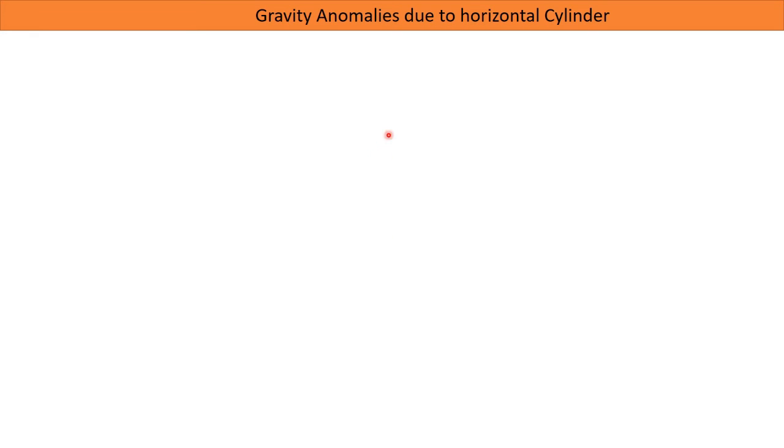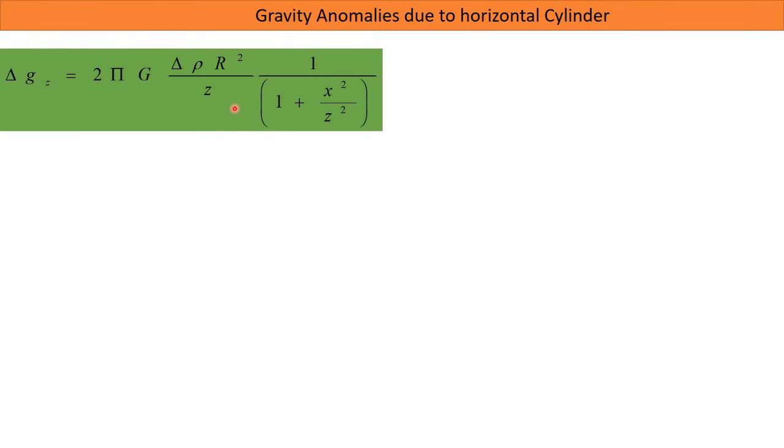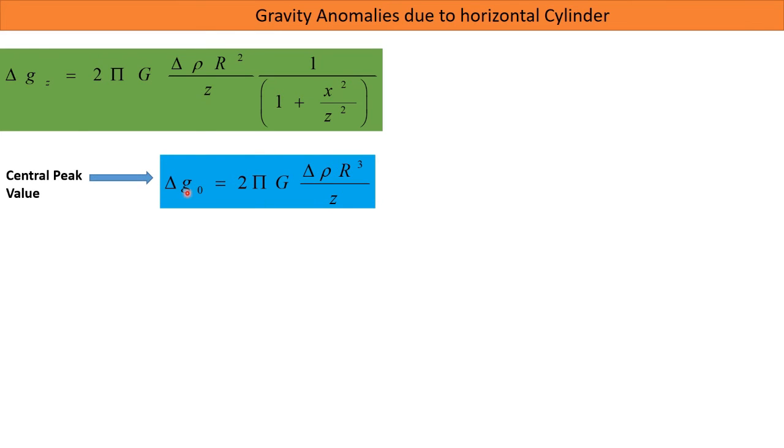Now we move to the horizontal cylinder. The derivation can be done by thinking of it as a single line element parallel to the axis and integrating over polar coordinates. But for the time being, I am giving only the amplitude of the anomaly, same as that of the sphere, only the central peak amplitude is different. With the term for the sphere, you can remember that there is a 3/2 power. Here there is no power. So for x equal to 0, we have this term. This is called the central peak value.